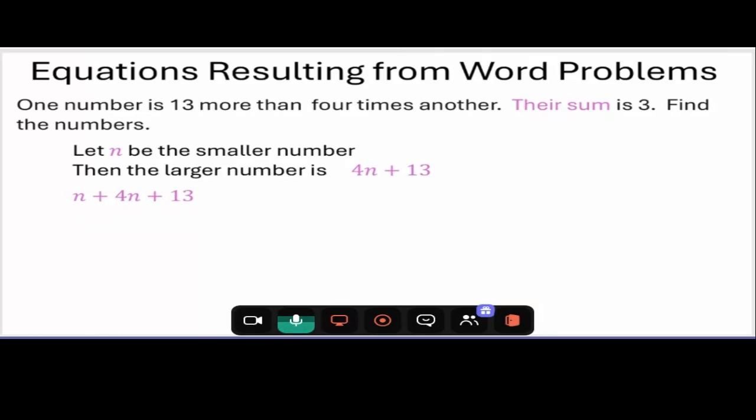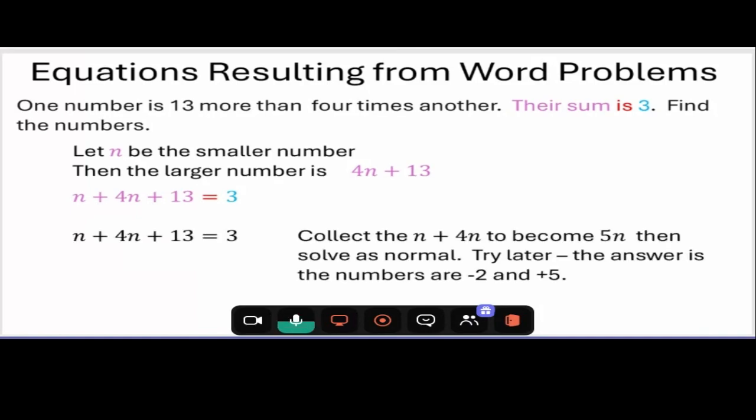So the sum of the two numbers is, so an equal sign, 3 on the right-hand side. So there we have the first number n and the second number 4n plus 13 added together makes 3.